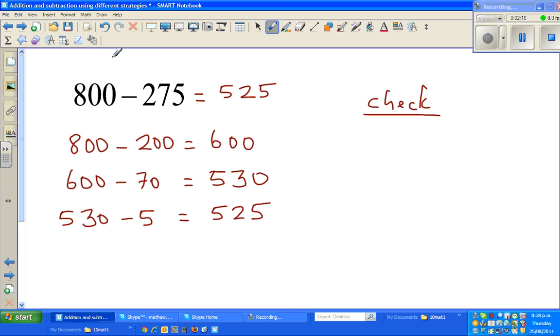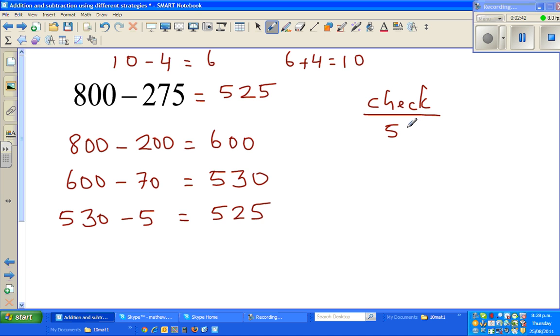I'll give you an example. Let me make a very simple example. Suppose you know 10 minus 4 is 6. So how do I know this is right? Because 6 plus 4 is 10. So that's what I'm saying. If this is right, this plus this should be 800. So I'll check like this.